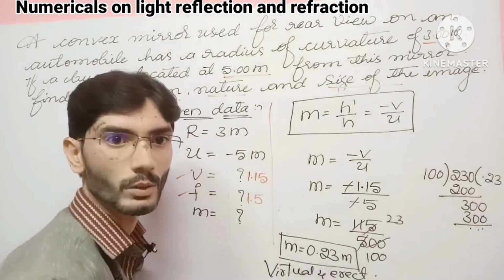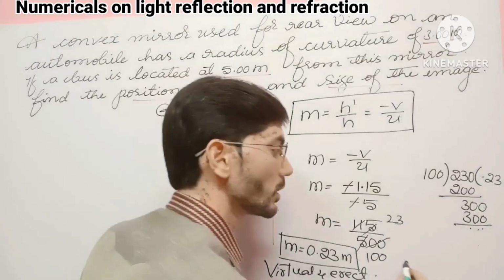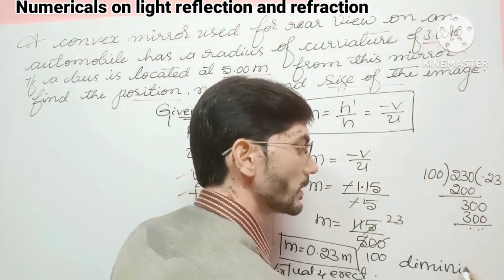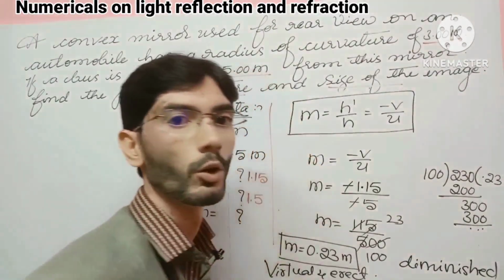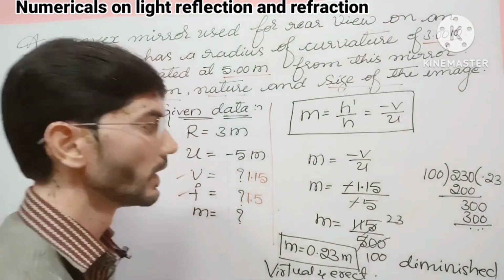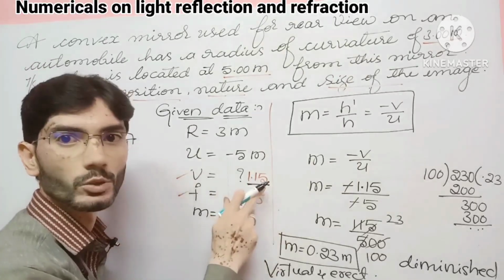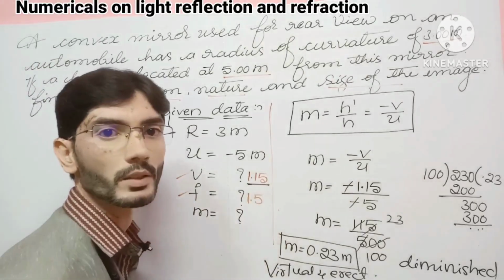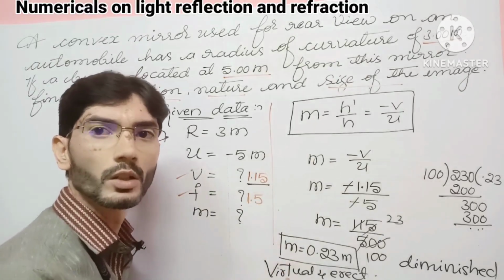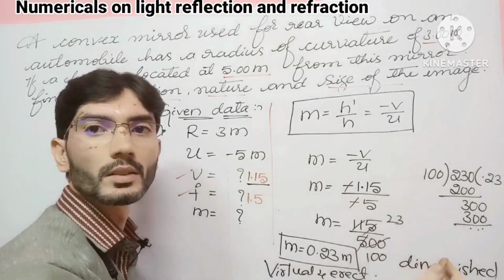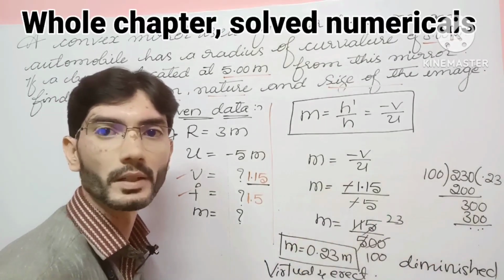And 0.23 is less than 1. Less than 1 means what will it come? So it is diminished. I hope if you write this much, that is more than enough. And the image distance, you see, it comes in terms of positive, 1.15 means positive. So the position is opposite, on the other side of the mirror.